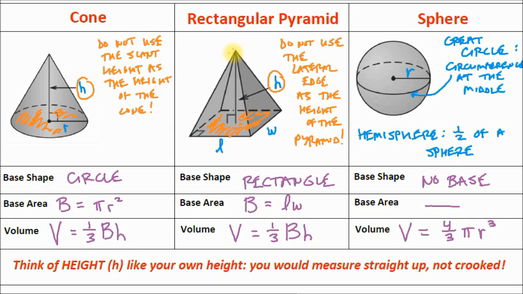And sometimes, since you can't get inside of a pyramid, you're going to have to measure that from the outside. You're going to have to hold it up with your eye and just look across and figure out what is the distance from the base to the top of the pyramid. That's how you measure your own height. That's how you measure the height of a cone or a rectangular pyramid.